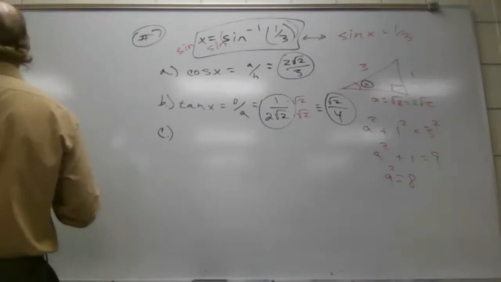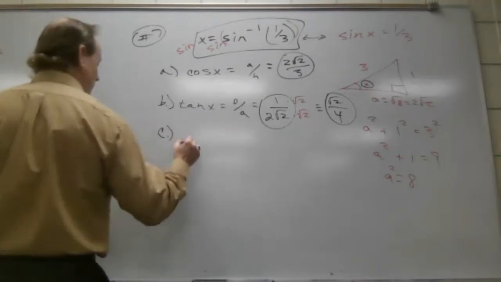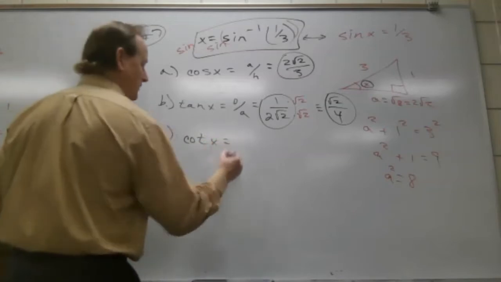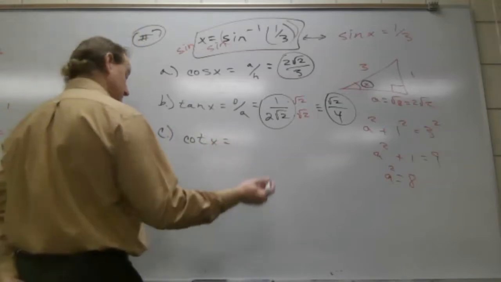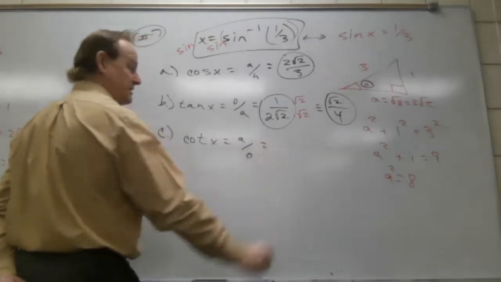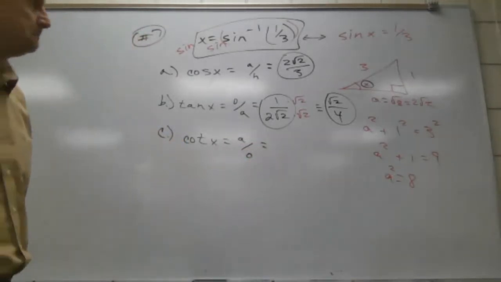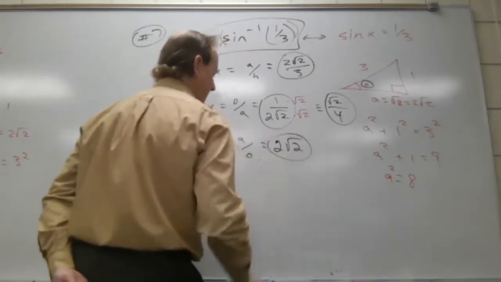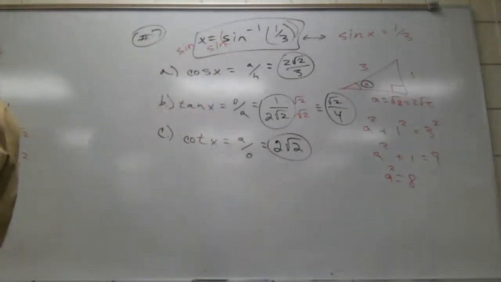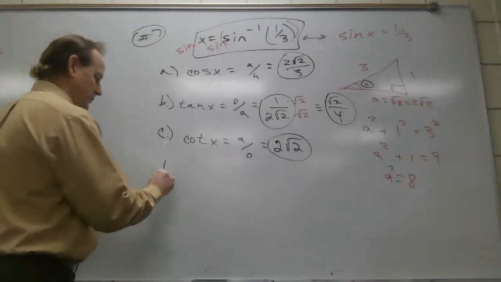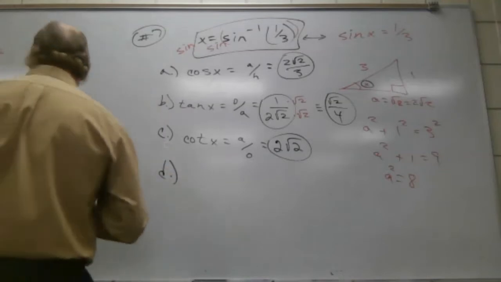All right, so C. So this is pretty easy now once you draw the triangle, right? So cotangent is 1 over tangent. So you can do it that way, or you could say it's adjacent over opposite. Either way. So who had this one? What do you got for this? 2 root 2. Okay, which I don't want square root of 8, because square root of 8 is not simplified. It has a perfect square in it.